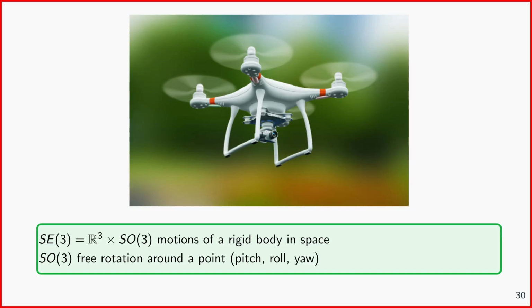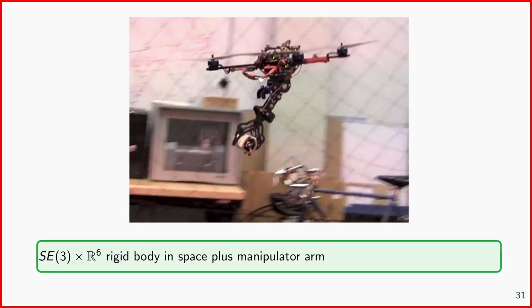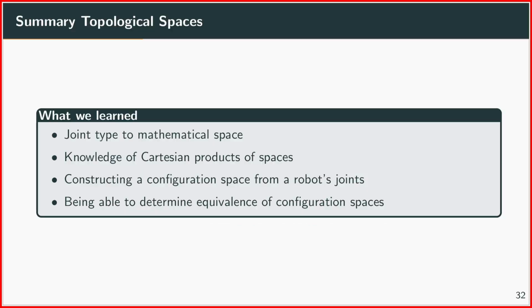I guess a lot of you are already familiar with Euler angles, so usually SO3 is represented by pitch, roll, yaw, which describes all the rotations around a point. And here, a fancier robot, where you have a drone and also a mobile arm attached to the drone. So you have SE3 for the drone for rotation and translation, and you have R6 for the 6 degrees of freedom arm which is attached to the robot. And so this would be the configuration space of this robot here.